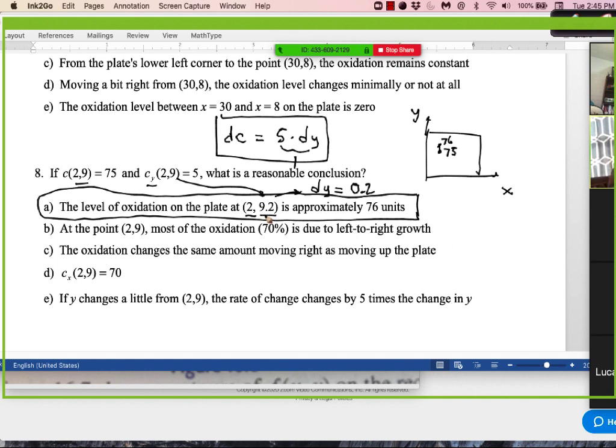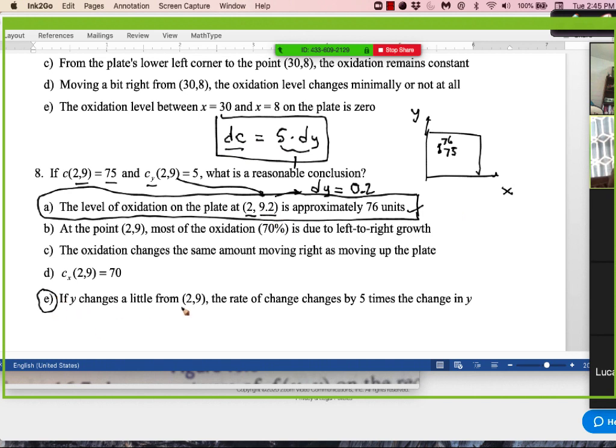Because this is implying a change of y of 0.2. From that we can get the change in oxidation, which is 1, or 0.2 times 5. And then we can add that 1 to the 75 to get 76. This one is not right.